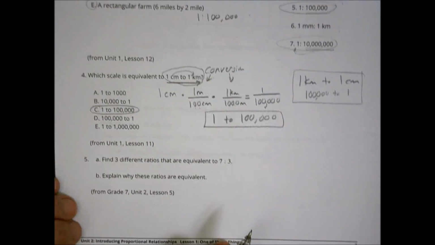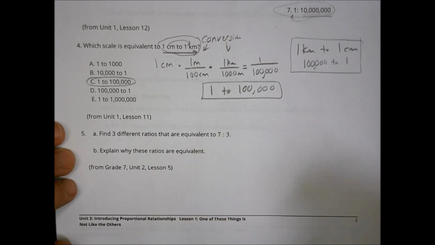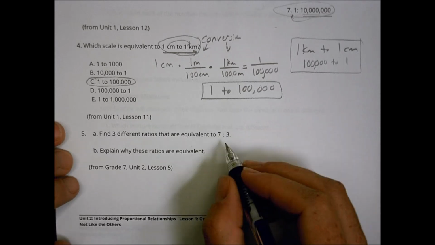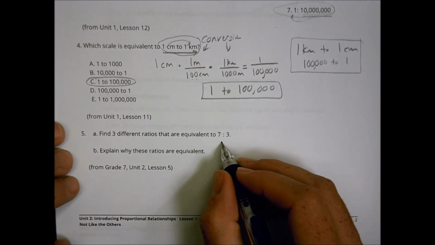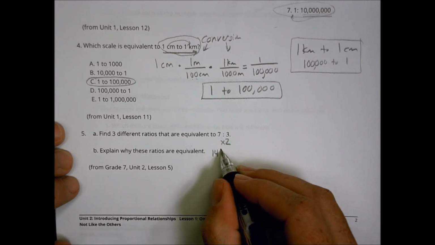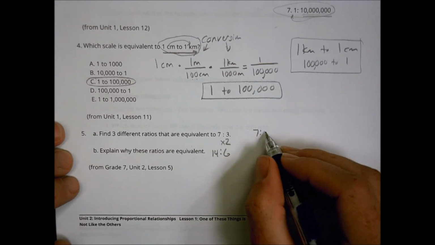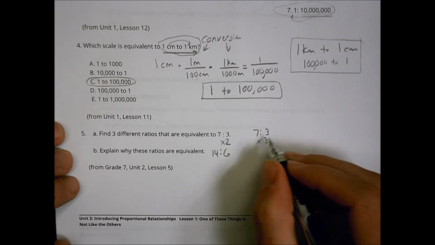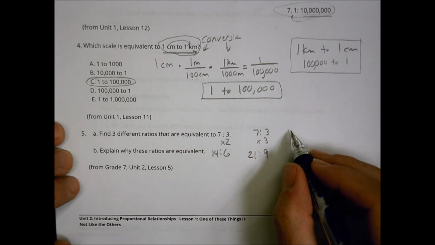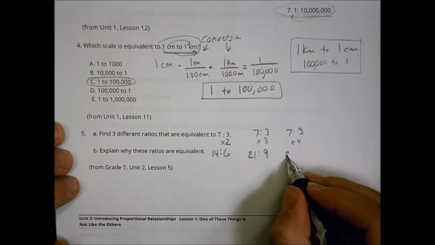And finally, number 5, find 3 different ratios that are equivalent to 7 to 3. To do this one, I said, I don't want to spend a zillion days on this, so let's do everything times 2. 7 times 2 is 14, and 3 times 2 is 6. So there's one. I could do everything times 3. So 7 times 3 is 21, and 3 times 3 is 9. I could do everything times 4. 7 times 4 is 28, and 3 times 4 is 12.